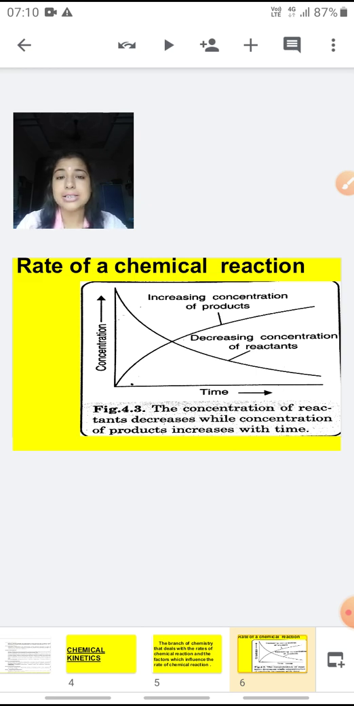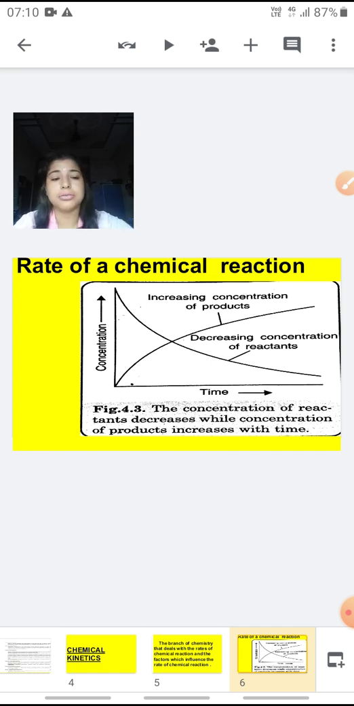Now you all can see a graph in front of you, in which the x-axis is time and the y-axis is concentration. Concentration, you all know, is the quantity, whether it is in moles per liter or molarity, or molality, or percentage by mass. It means the quantity of the reactant or the product.